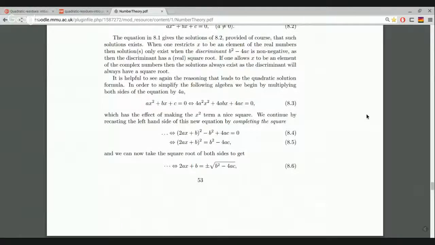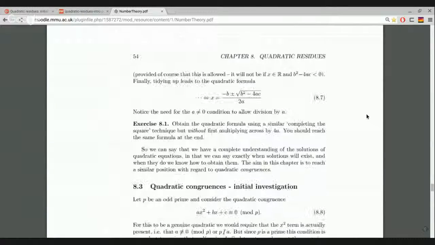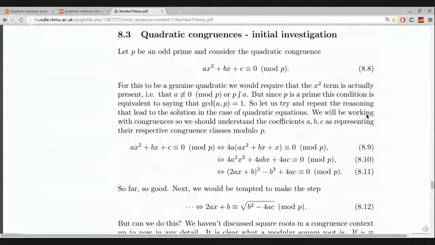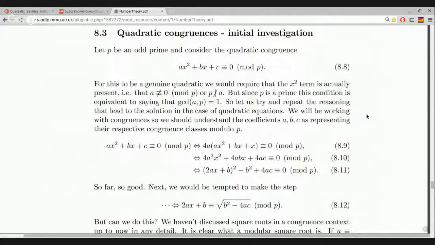We then attempted to apply this to a quadratic congruence. Not a quadratic equation, but something of the form quadratic polynomial congruent to 0 modulo p for some prime. So this kind of thing. It's a different kind of thing to a quadratic equation. Now the object x, we should interpret as representing a congruence class modulo p. But it's still obviously strongly related to the behavior of a quadratic equation. So we tried to solve this in the same way.